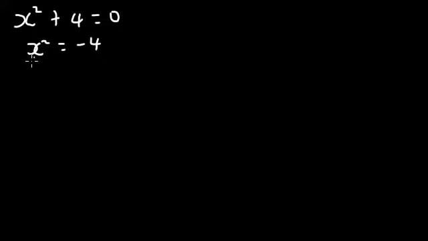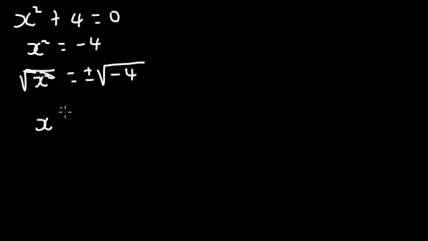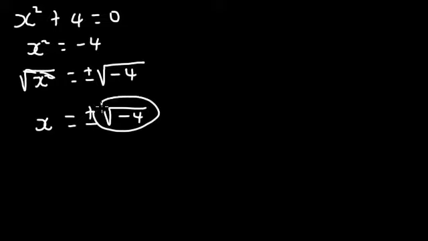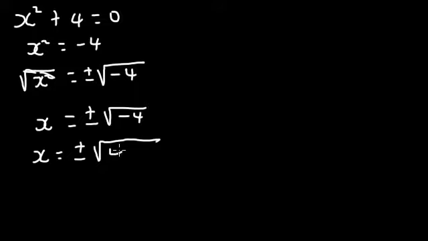And the next step is to take the square root of both sides. So the root of x squared becomes plus or minus the root of negative 4. Square cancels root. At the left side, we're left with x, and at the right side, we have plus or minus the square root of negative 4. Since we learned algebra, we know that the square root of negative 4 can be expressed as x equals plus or minus the root of 4 times negative 1.